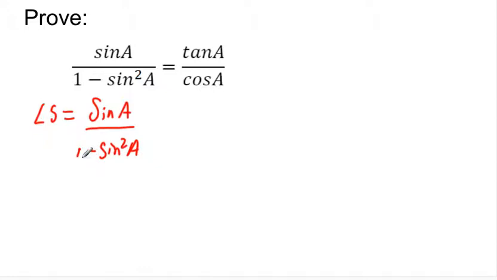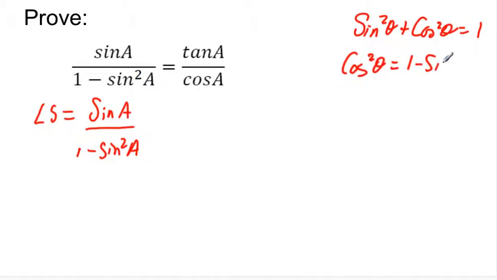And usually when I see 1 minus sine squared, I start thinking about Pythagorean identity because I've got 1, I've got sine squared. So remember, Pythagorean identity is sine squared plus cos squared equals 1. And notice if I isolate for cos squared by subtracting sine squared on both sides, cos squared equals 1 minus sine squared. So 1 minus sine squared is the same as cos squared, so I'm going to take that 1 minus sine squared out and replace it with cos squared.